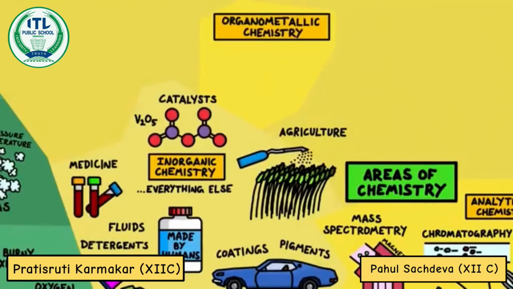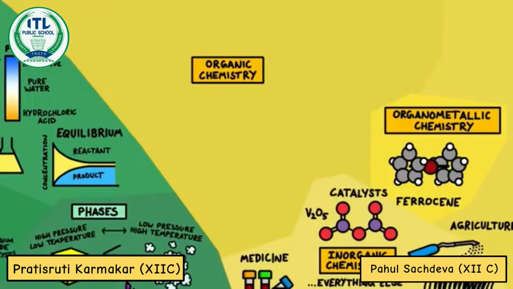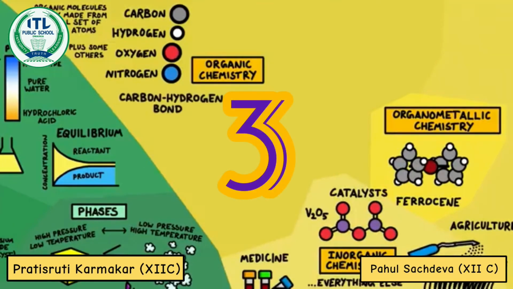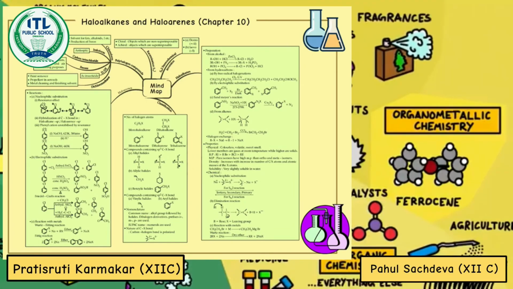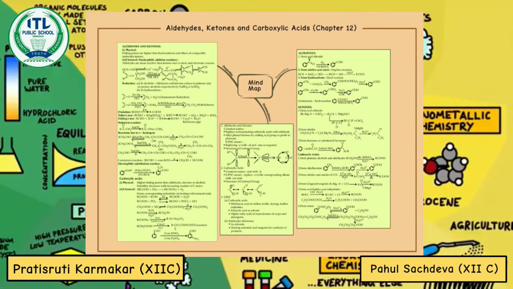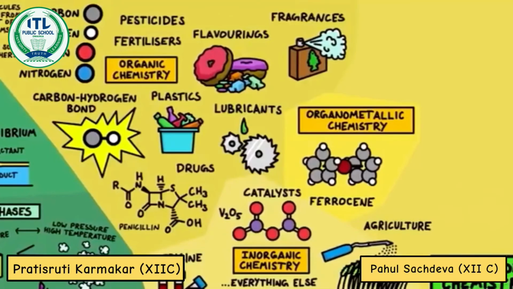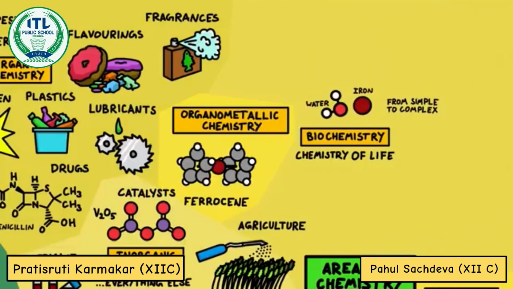Moving on to organic chemistry and organometallic chemistry, which have applications in absolutely all aspects of life. We have prepared 3 flowcharts that summarize all of our chapters, including haloalkanes, haloarenes, alcohols, phenols, ethers, aldehydes, ketones, carboxylic acid, and amines. This now brings us to biochemistry, wherein we study about biomolecules.